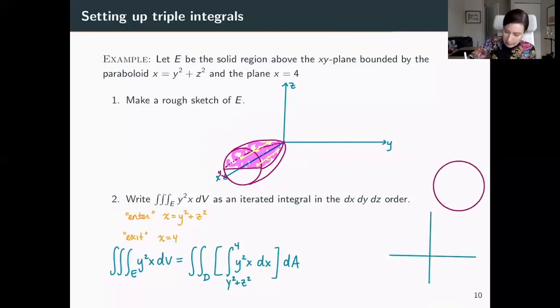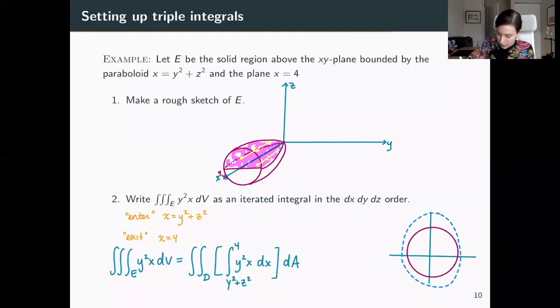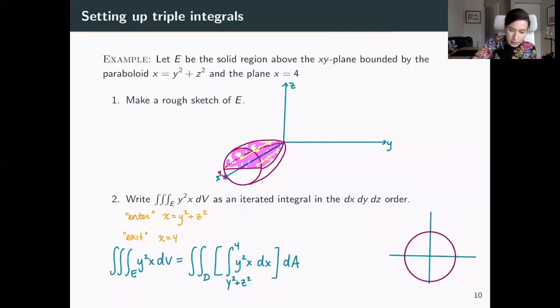So bear with me as I draw this. So here is our region, and again, we're really only worried about the upper half of this circle because of the fact that we're only looking at the region above the XY plane. So here is the region that I am trying to set up my other limits of integration for.